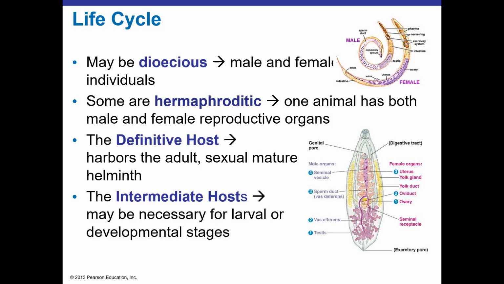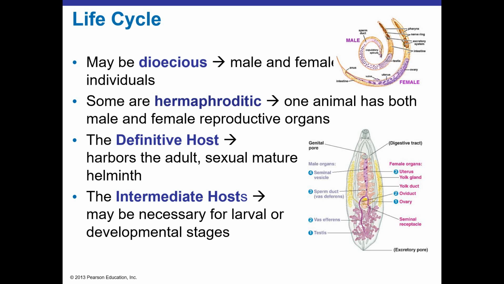When we talk about the life cycle, the helminths can be either dioecious, meaning they have separate male and female individuals, or they can be hermaphrodites. One animal has both male and female reproductive organisms, so again, they are built for reproductive success. Even in the dioecious form, though, you usually find male and females are intimately coupled so that they are always found together to be able to reproduce very quickly.